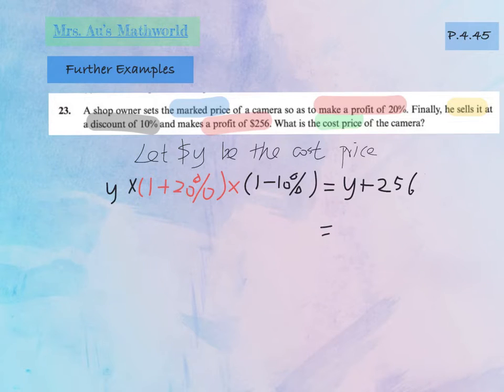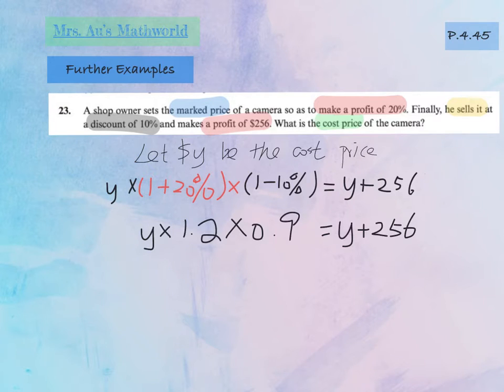So the first thing is to multiply carefully. 1 times 1.2 times 0.9, you get Y plus 256. So this is very important to change the 10% to a decimal first, and then we can use the calculator to change it to a decimal like this, 1.08. Y equals Y plus 256.